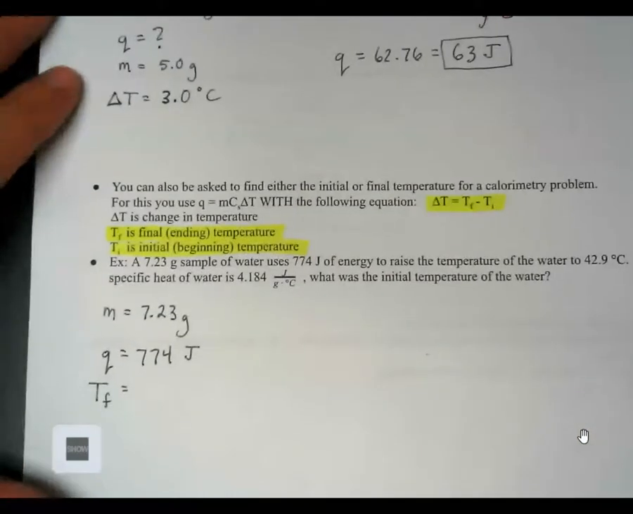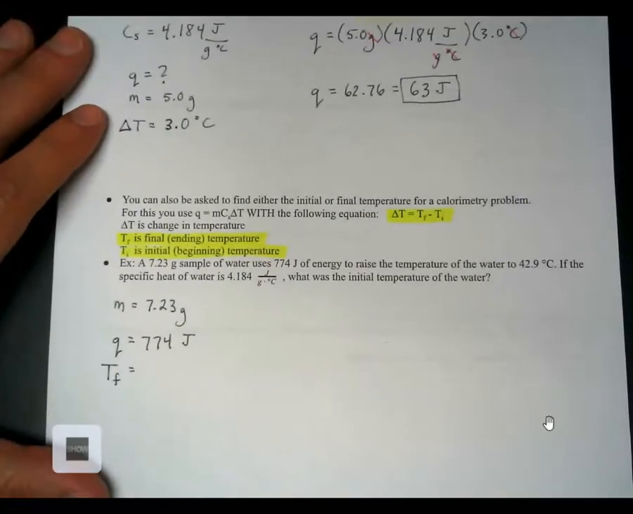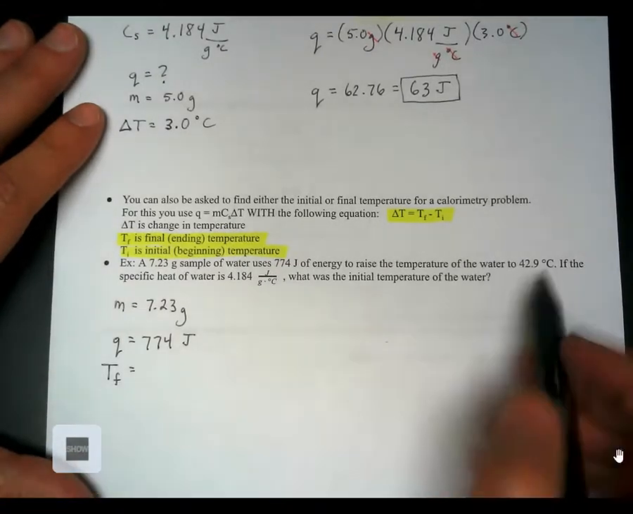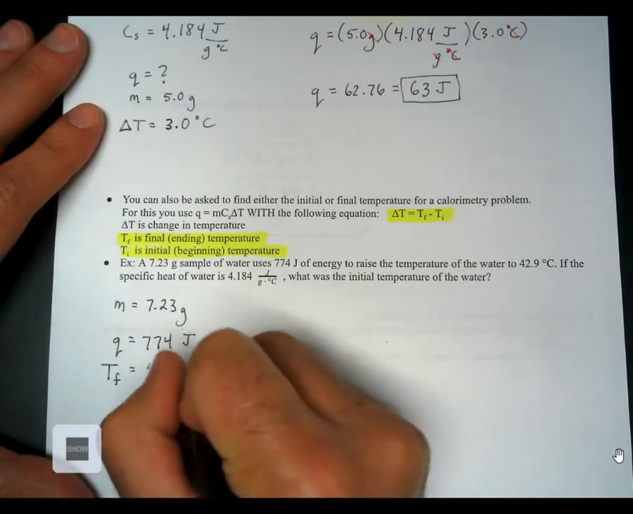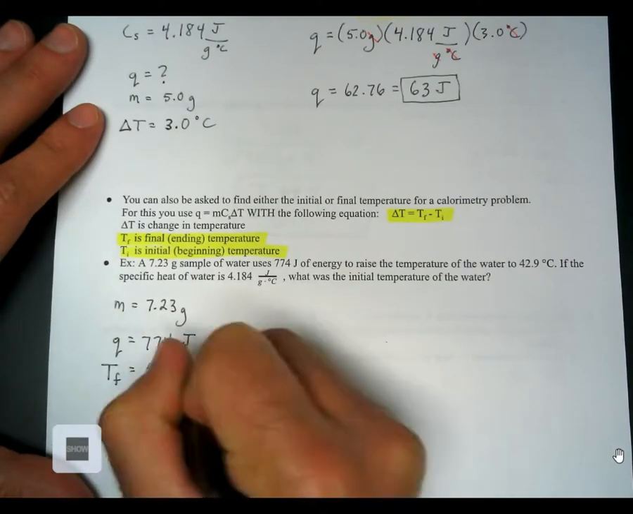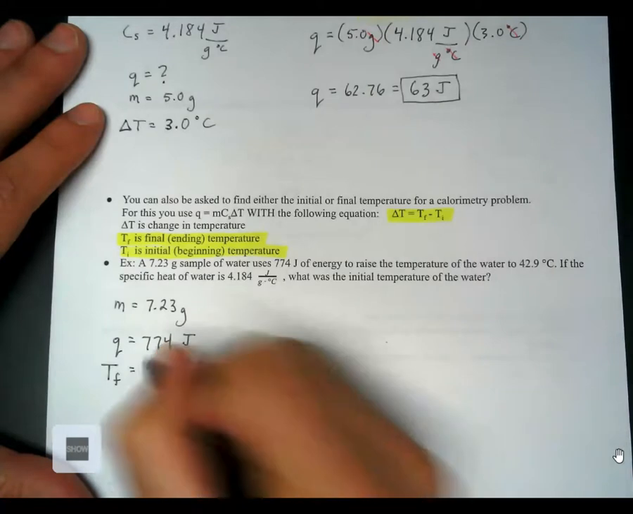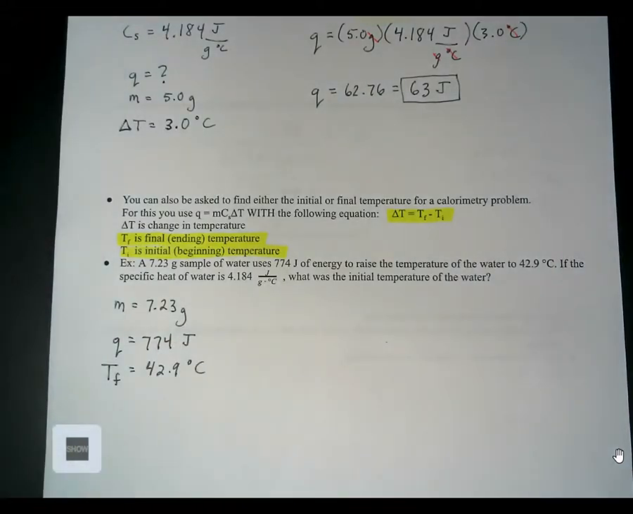So T sub F, our final temp, 42.9 degrees Celsius. It's not delta T. You got to be careful. Everybody good with that? Understand why? Okay.